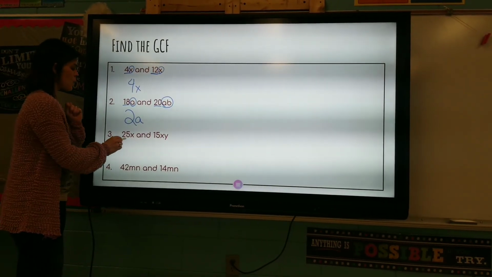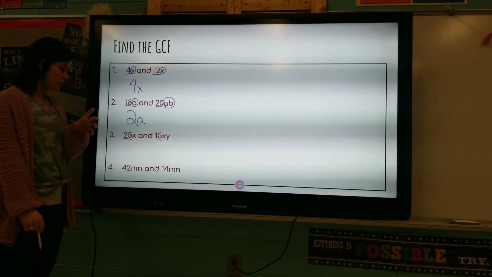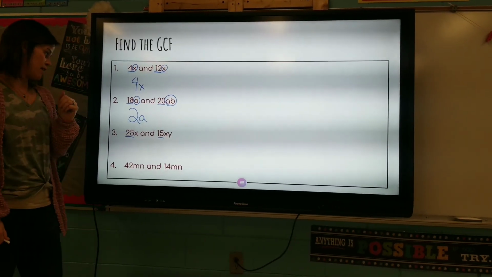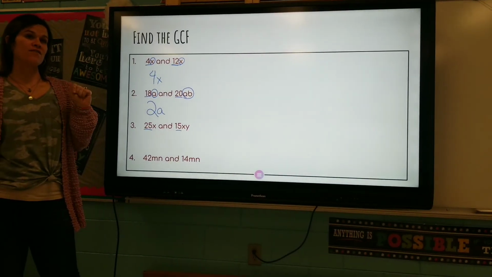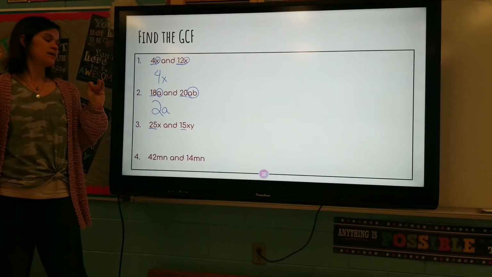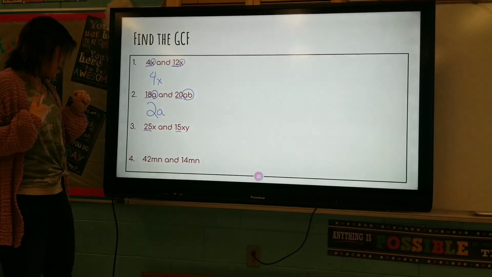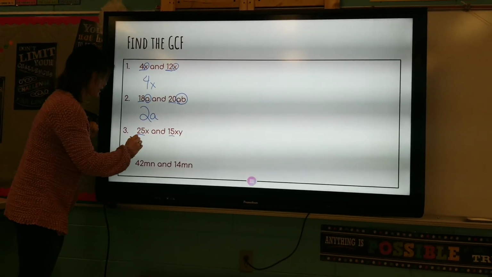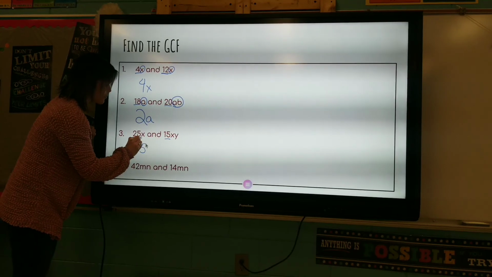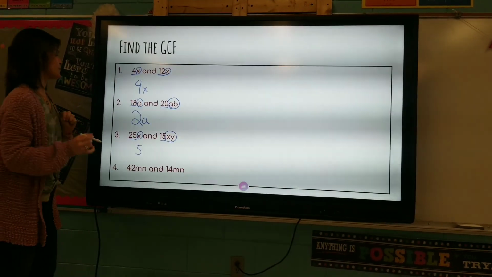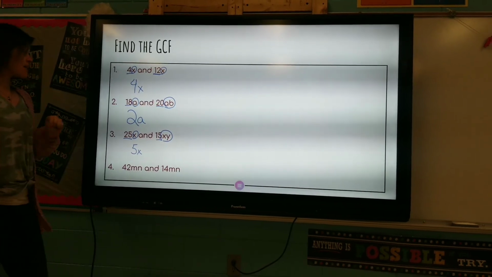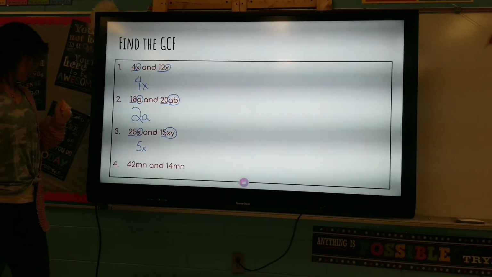25x and 15xy. Again, let's focus on the numbers first, and let's find the factors for 25 and 15. What is the biggest number that can divide both 25 and 15? Let's see. Tyler, I haven't heard from you yet. All right, 25 and 15 can both be divided by 5. Then we focus on our letters, and what letters do they have in common, Tyler? Awesome, 5x. And that would be as much as we could do, okay?